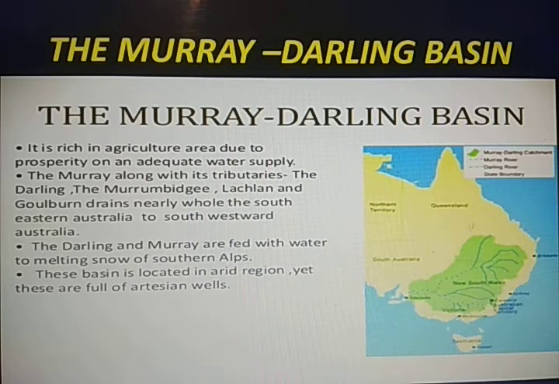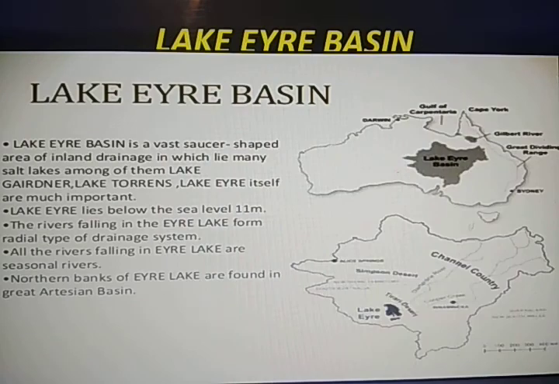So it is a cultivated area, and where the adequate water supply is there, and so it is known as the food basket. We will see the Lake Eyre. It is important because Eyre is a drainage basin. It is found there, which is the successive basins, right? The normal lakes are Lake Torrens, Lake Eyre, and other lakes present over there.